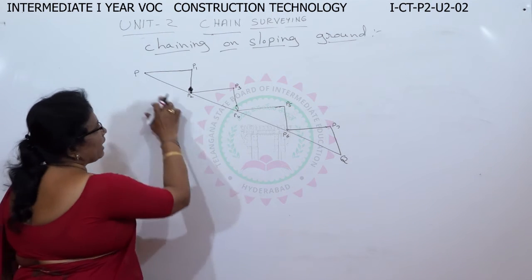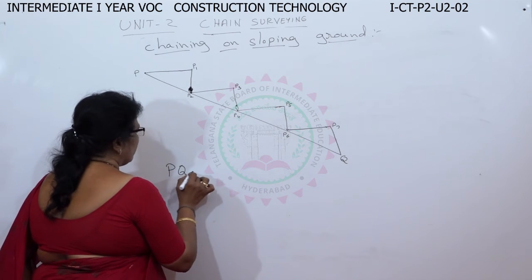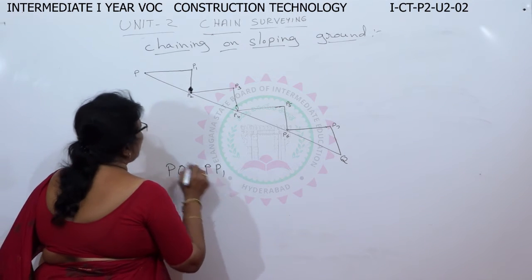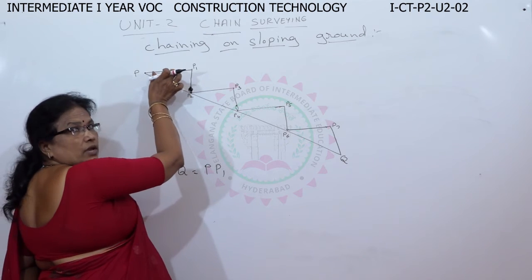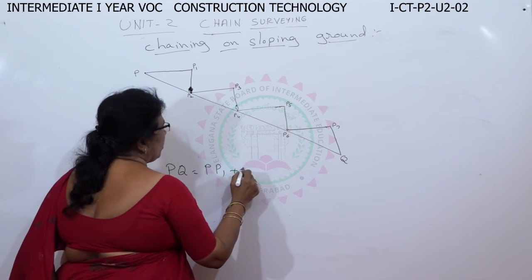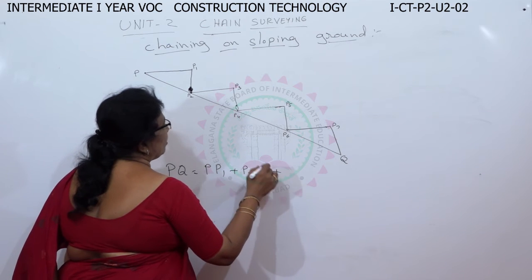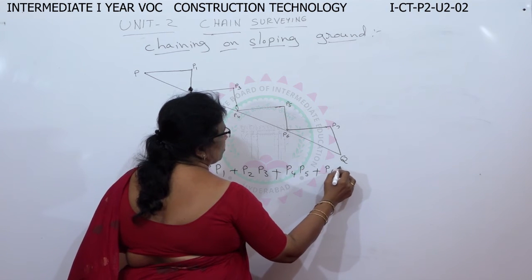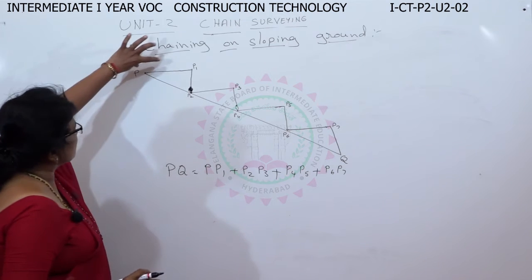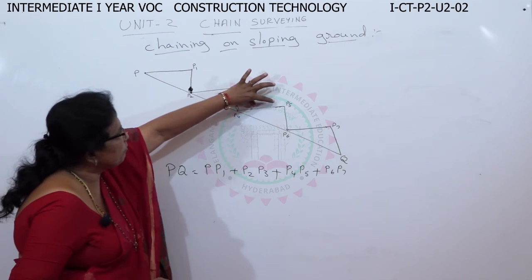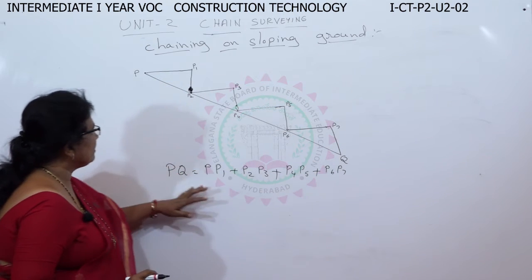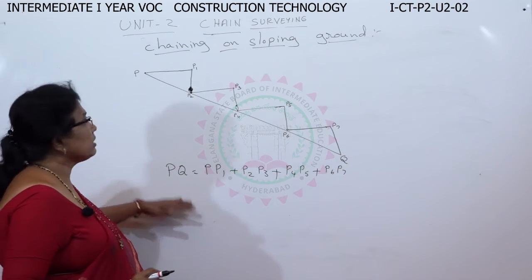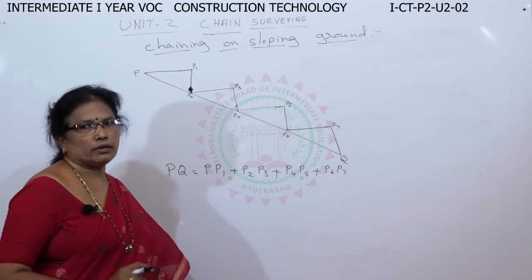Now, you need to calculate this distance, the distance from P to Q. Then you have to add P to P1, whatever distances you are getting, then P2 to P3, plus P4 to P5, plus P6 to P7. When you add these distances, you will get the distance from P to Q. This is how you have to measure the distance on a sloping ground.